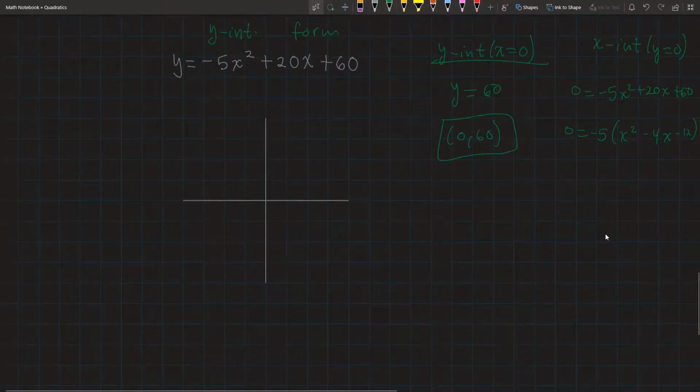And now we can ask ourselves, all right, we have 0 equals negative 5 times something times something. What are two terms that multiply to negative 12 and combine to negative 4? It must be some form of 6 and 2, only if 6 is negative and 2 is positive. If you don't know how to check that, please practice some more. Therefore, we know the x-intercepts, I'm just going to skip that and go to the points. It's (6, 0) and (negative 2, 0).